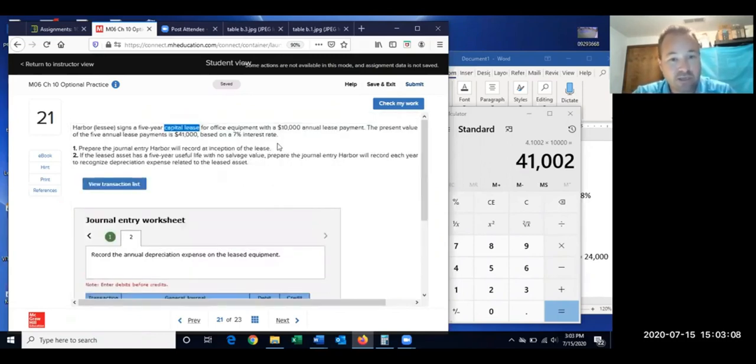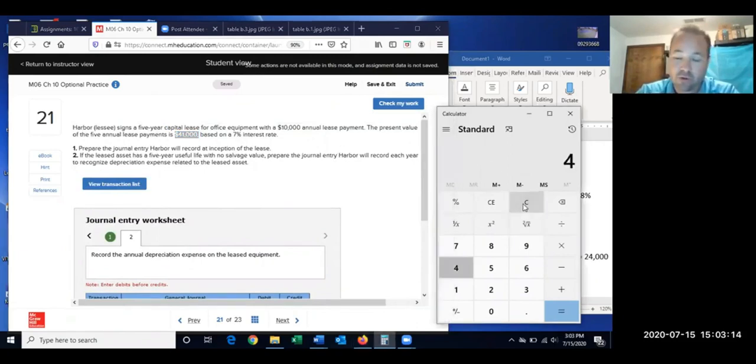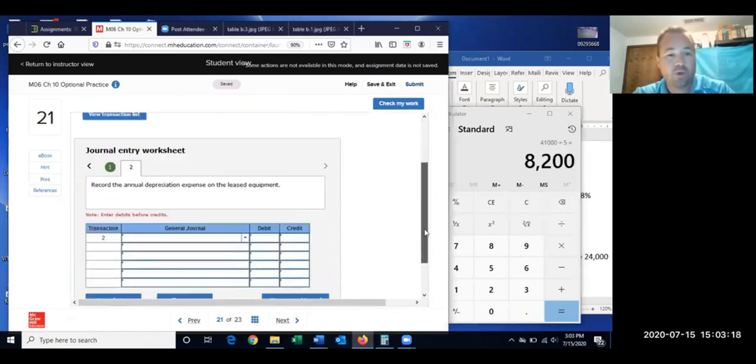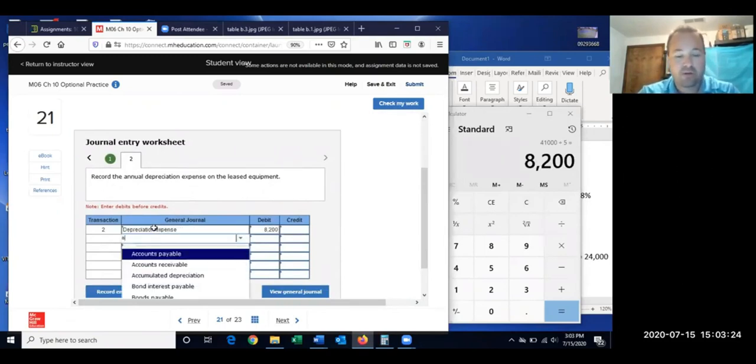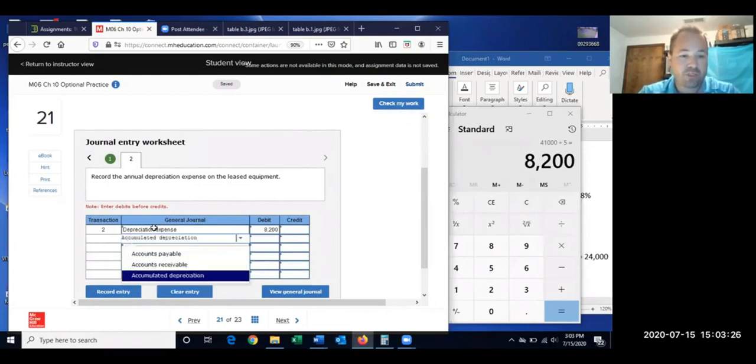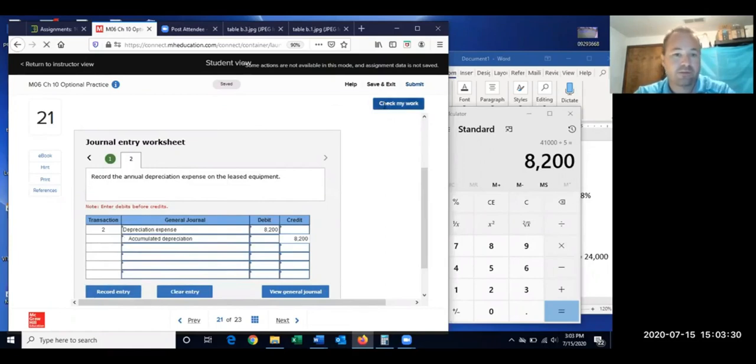We're going to depreciate this $41,000 based on the 5-year lease. So we're going to take 41,000 divided by 5. That's 8,200. So we're going to debit our depreciation expense by 8,200 and credit the accumulated depreciation for 8,200. Let's check the work.